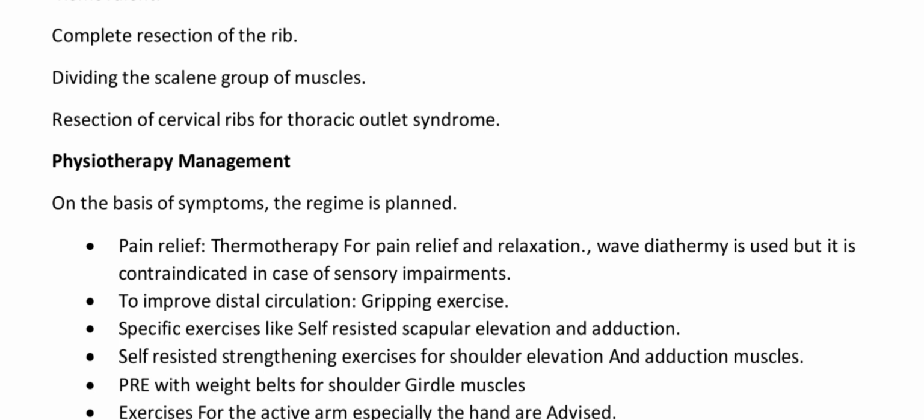For specific exercise, self-resisted scapular elevation and adduction can be used. Self-resisted strengthening exercises of the shoulder elevation, abduction, and adduction muscles can be performed. Progressive resistance exercise with a weight belt for the shoulder girdle muscles can be used for the cervical rib, and exercises for the active arm, especially the hand, are advised. Endurance exercises like progressive resistance exercises, and strengthening exercises of the whole arm to improve the tone, power, and endurance.